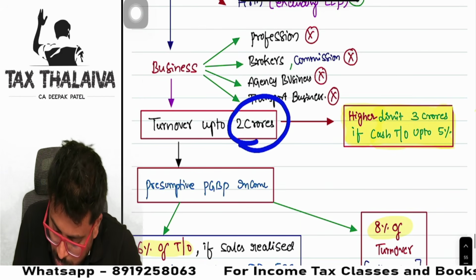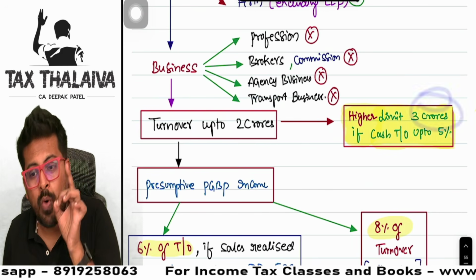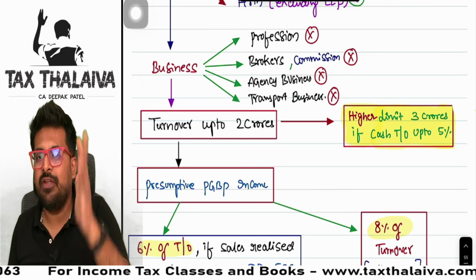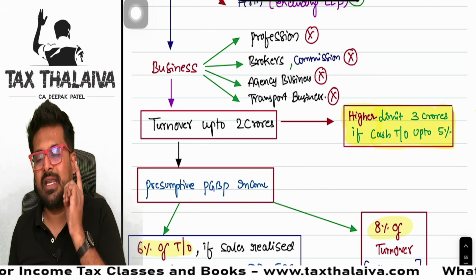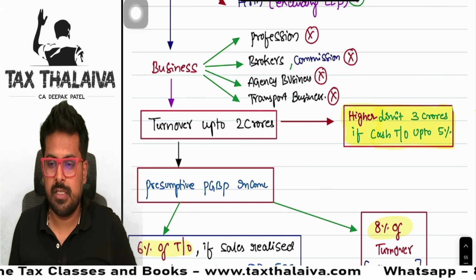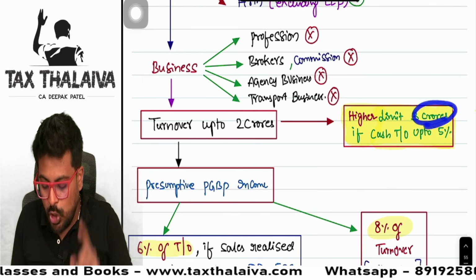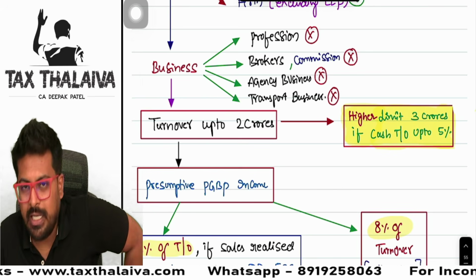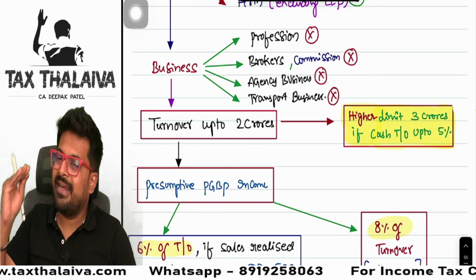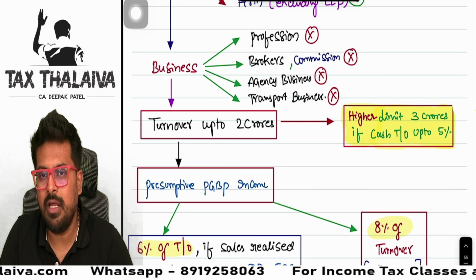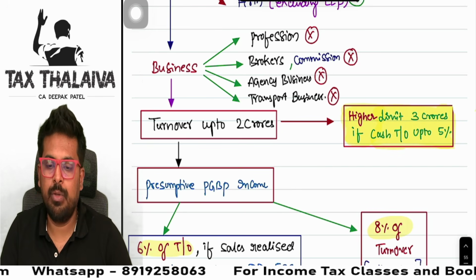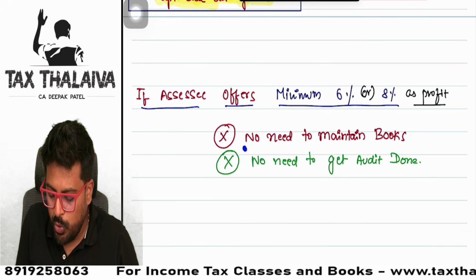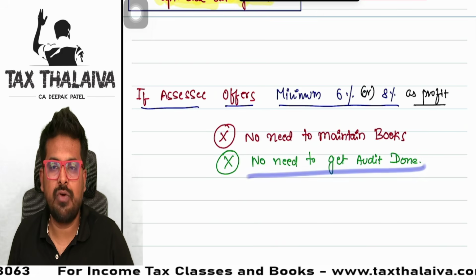And this 2 crores limit, you can increase it to 3 crores provided more than 95% of the transactions in your business are through electronic clearing systems, the prescribed modes of payments. So the higher limit of 3 crores you can enjoy if cash turnover is up to 5% only. So up to 5% you can do in other than prescribed modes, but more than 95% of your transactions should be through the prescribed modes of payments. So if the assessee offers that minimum 6%, 8%, no need to maintain books, no need to get the books of accounts audited.